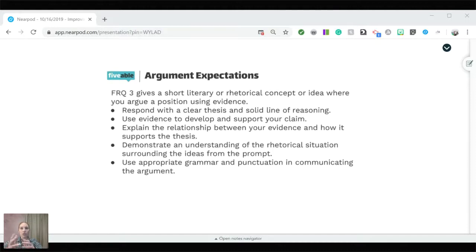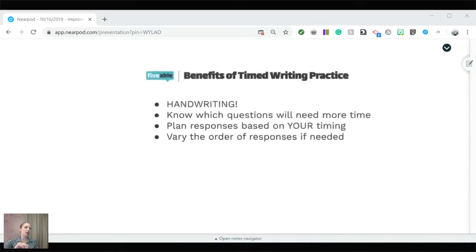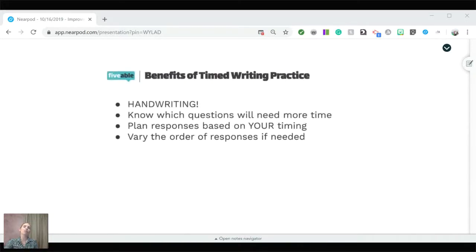And then, of course, you have to establish the relationship between the evidence and how it supports your thesis, and to demonstrate the understanding of the rhetorical situation pertaining to the ideas from the prompt. And then, of course, grammar and punctuation, communicating your argument. So, questions on that? All right.